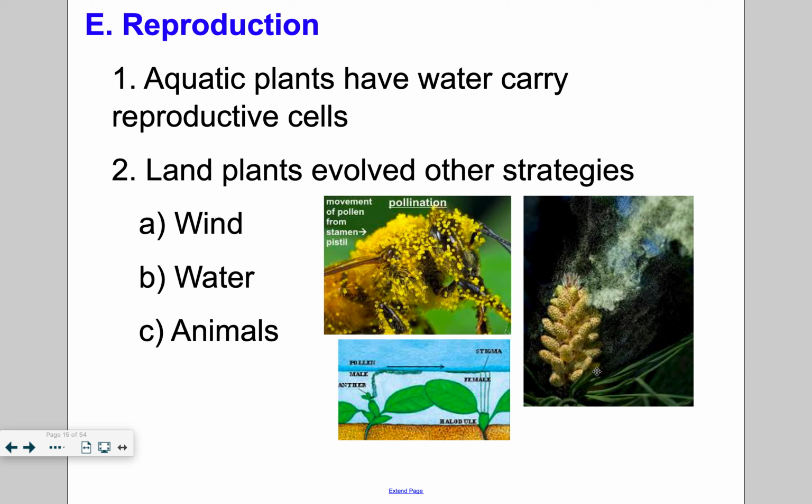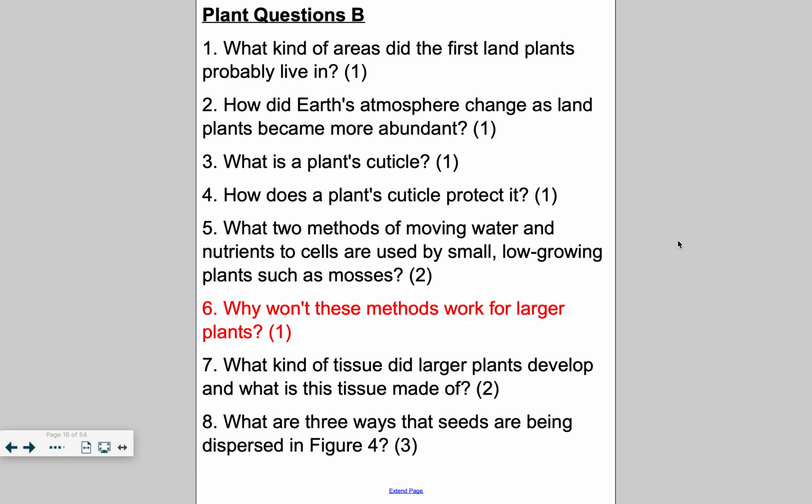This is from a pine. This is a male pine cone. You shake it, that's pollen just flying right off.